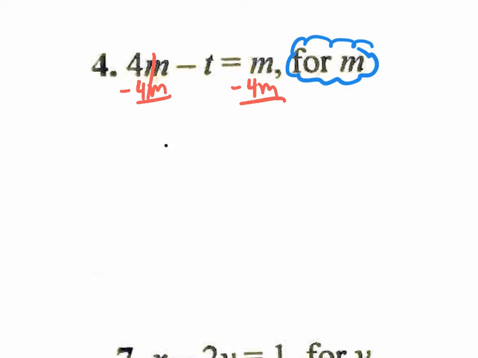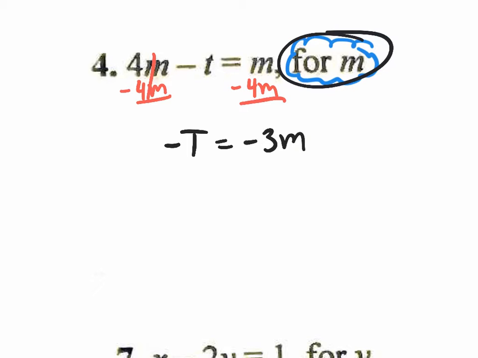I will have negative T equals, what is M take away 4M? 3M. Negative 3M. Okay, and it's important we put that negative sign. So I almost have M by itself. That's what they want us to solve for. That's what I'm doing. I need to get rid of that negative 3 right in front of the M.